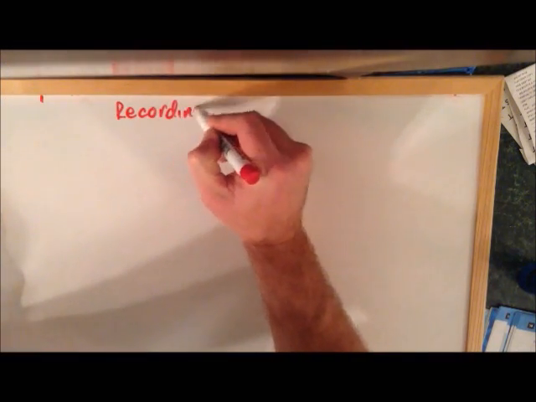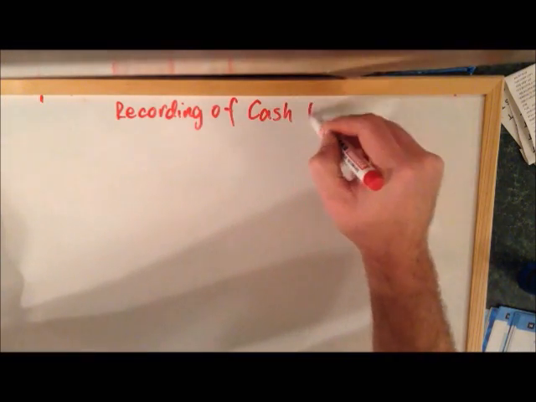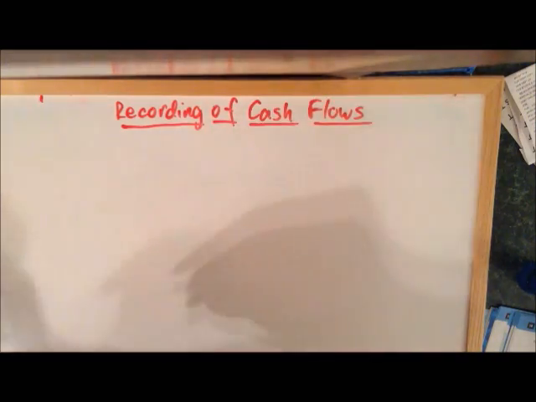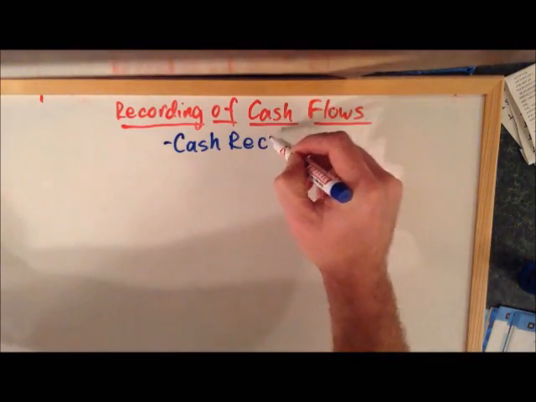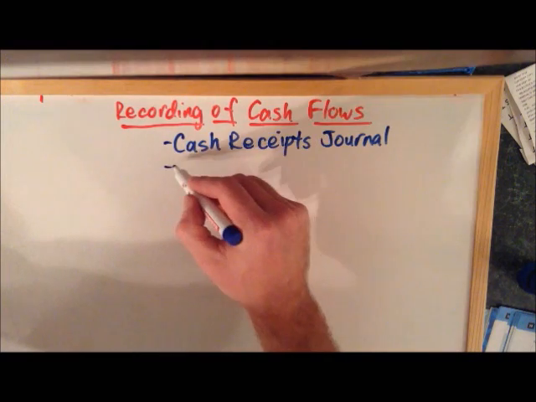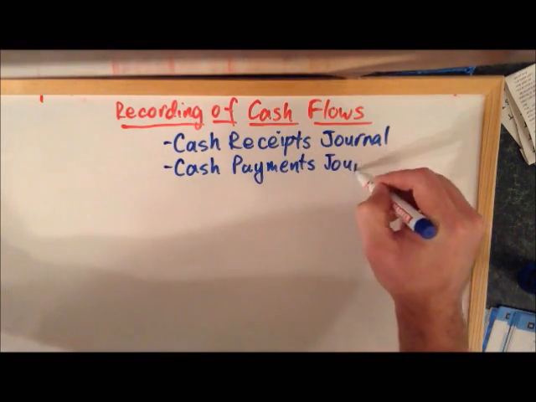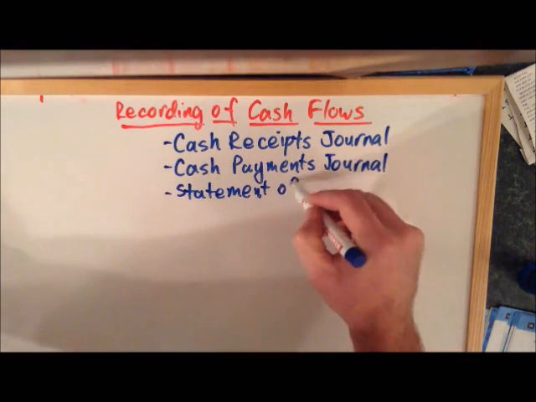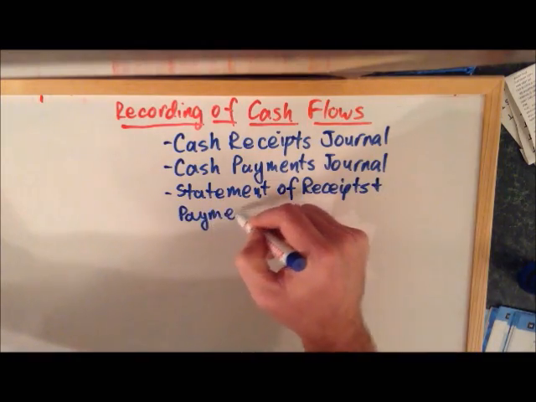Okay, year 11. Welcome to my first attempt at whiteboard animation, and this one has got to do with the recording of cash flows. Basically, we'll be looking at three things today: the cash receipts journal, the cash payments journal, and the statement of receipts and payments.